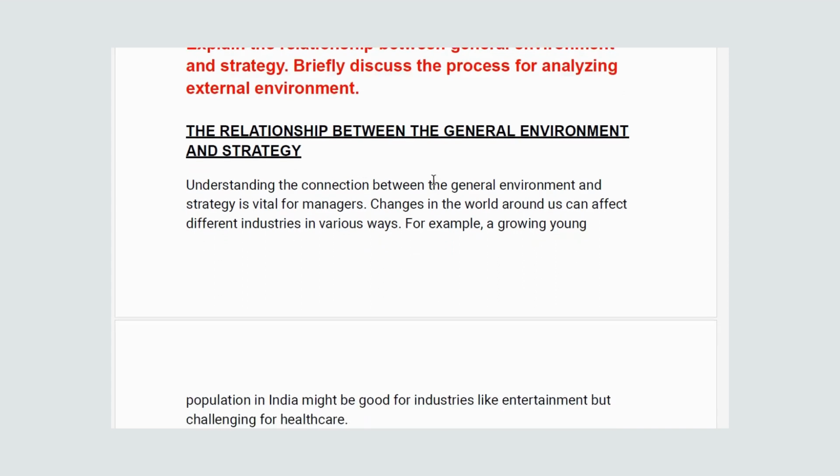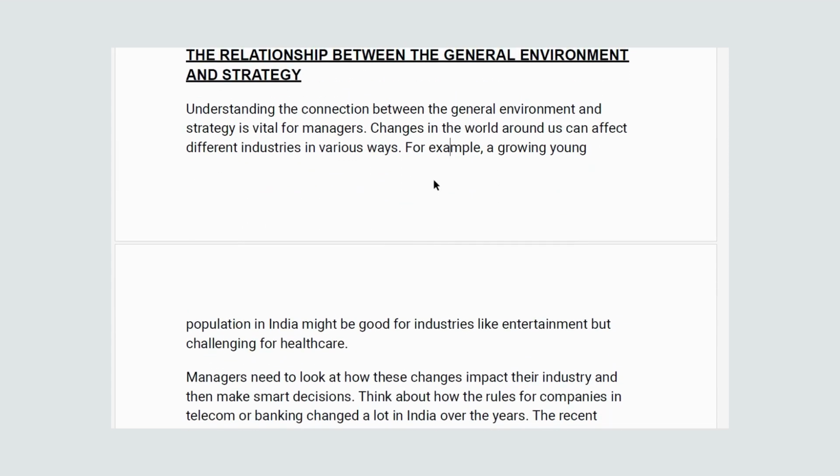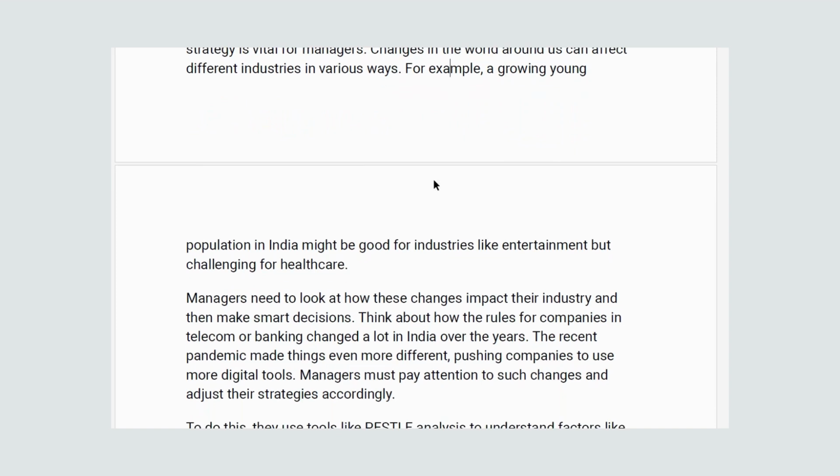Okay, so for example, a growing young population in India might be good for industries like entertainment, correct? But it will be very challenging for healthcare. So managers need to look at how these changes in an environment can impact their industry, and then they should make smart decisions. They should think about the rules for companies, for example in India. Over the years we have seen this with companies in telecom or banking. The recent pandemic like COVID made changes, pushing companies to use more of the digital tools, right?